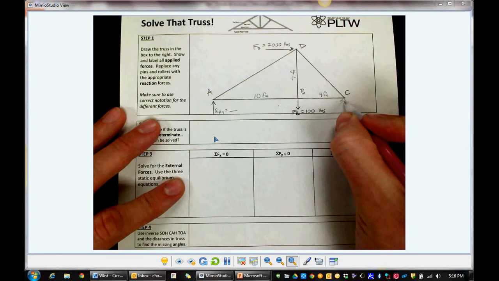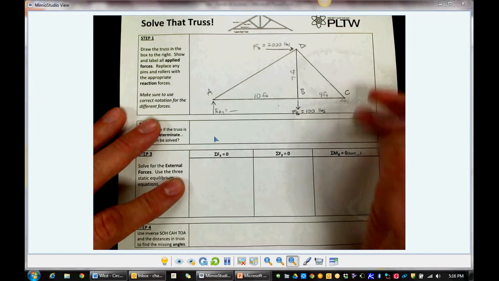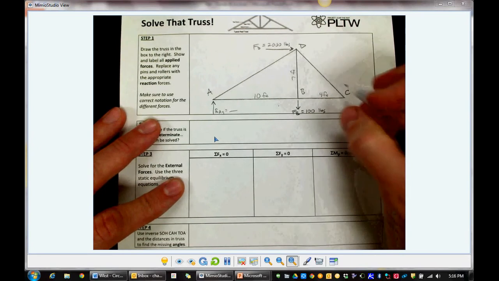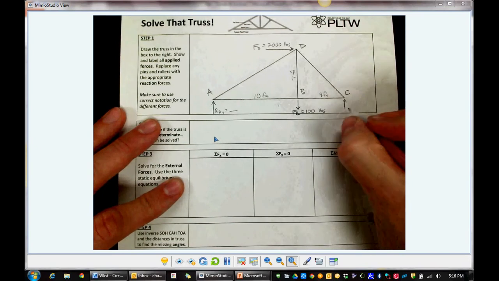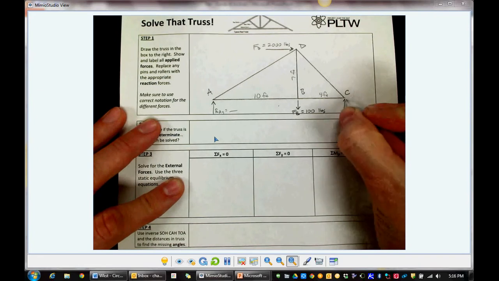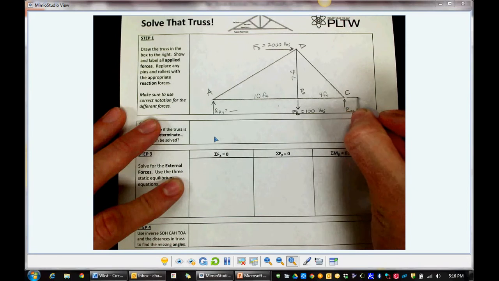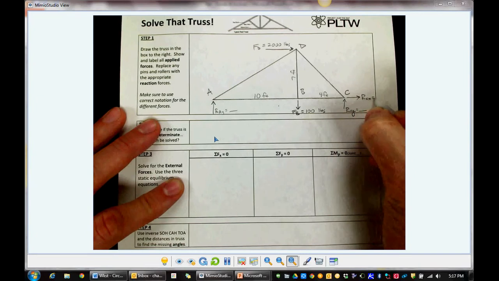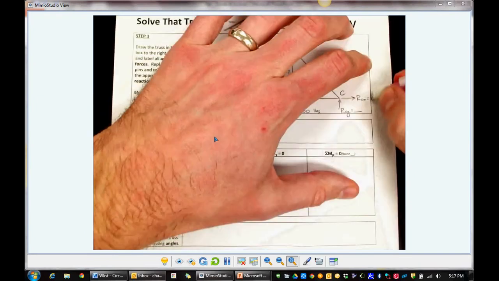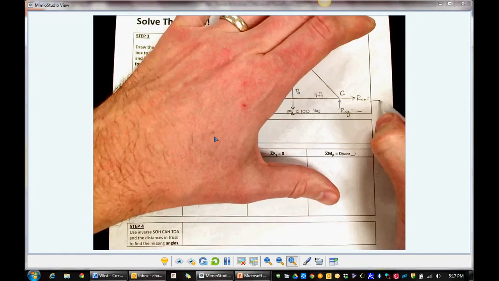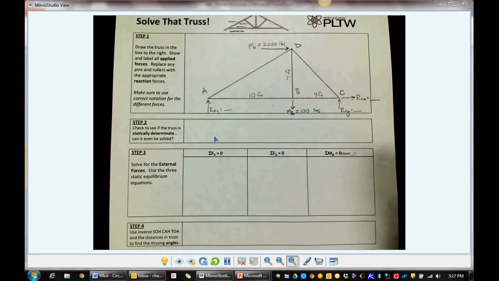Pins provide reaction force in the vertical direction and the horizontal direction. So I'm going to erase that pin, put the reaction force at C in the Y direction. I drew it in the positive vertical direction. It's also going to provide a horizontal reaction force. I'm going to draw that in the positive X direction, which is to the right. Reaction force at C, in the X direction. All right, so we're all set up.